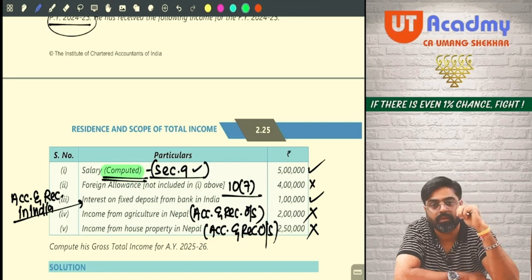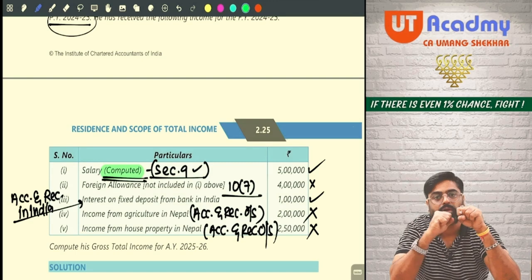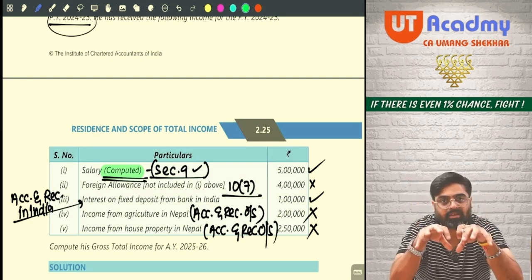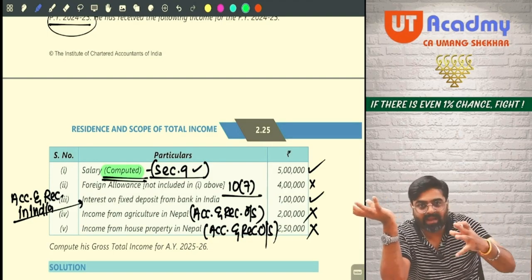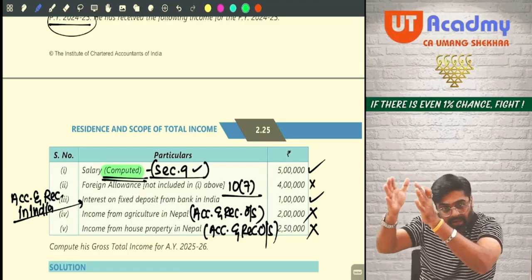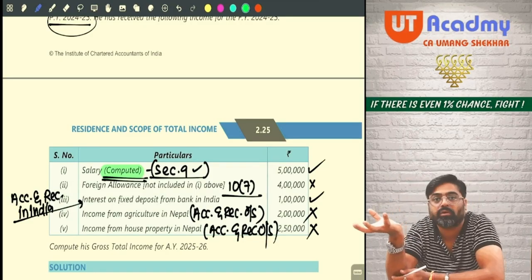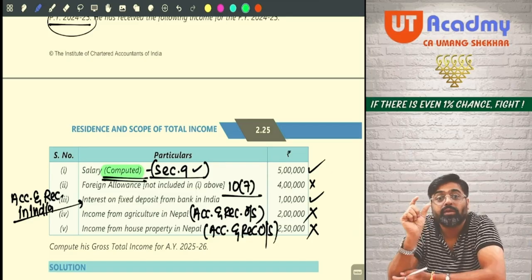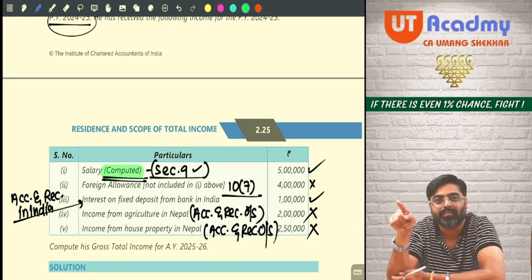What is this computed? Computed means whenever you earn salary, that salary is taxable. And if that salary is taxable, we have to tax it under the head salary. So when I consider my salary income under the salary head, to compute this salary head income, I will have to take deductions also. And out of them, standard deduction is given there also under the salary head.